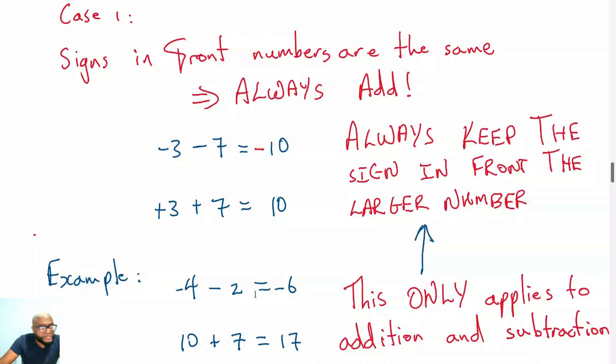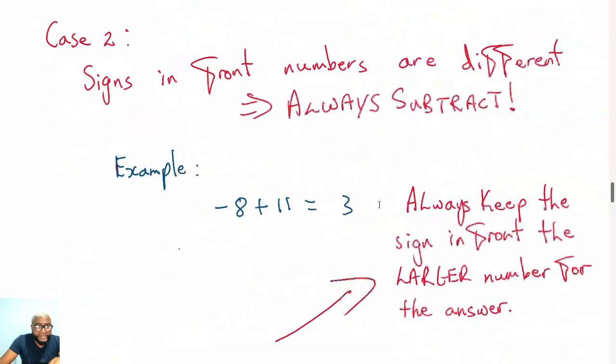Read it again for me. Case 1: what's the first case? The signs in front of the numbers are the same. This means we always add. And then what? Always what? Keep the sign in front of the larger number. Right, excellent.